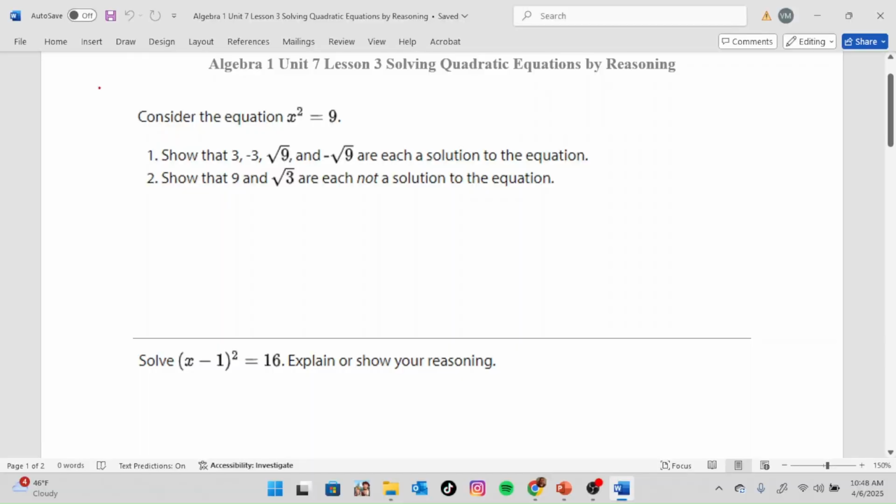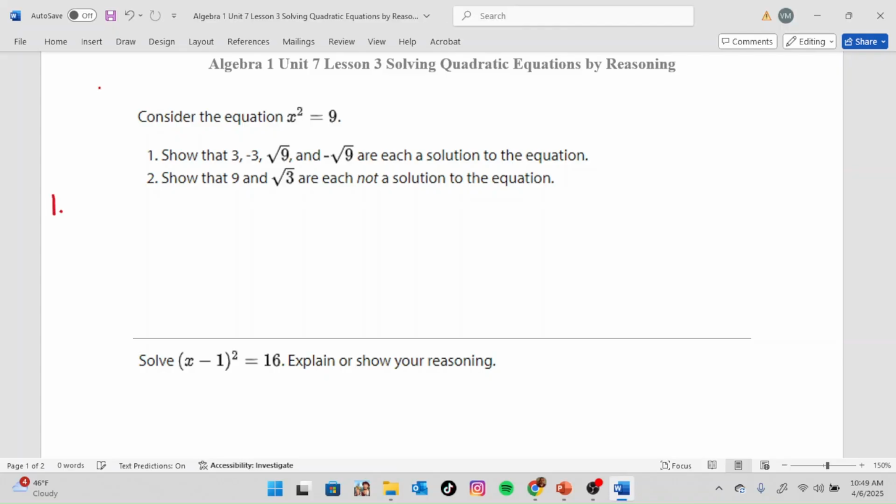Now we can begin the practice problems for Lesson 3. Practice problem number 1 wants us to consider the equation x squared equals 9. Number 1 wants us to show that 3, negative 3, square root of 9, and negative square root of 9 are each a solution to the equation.